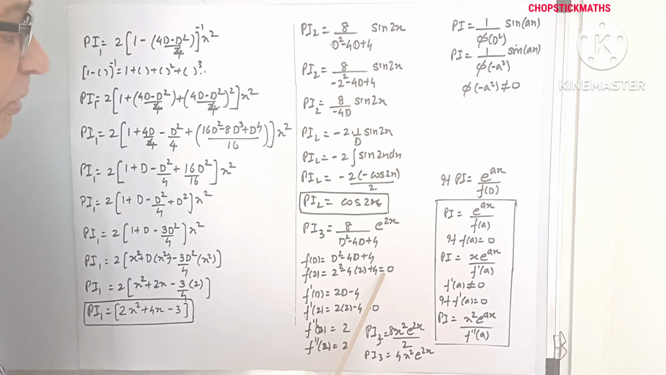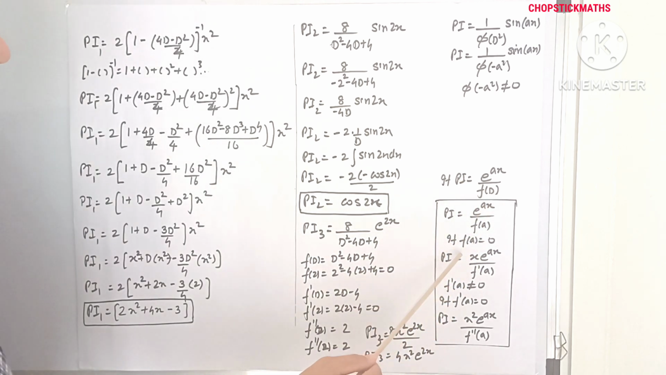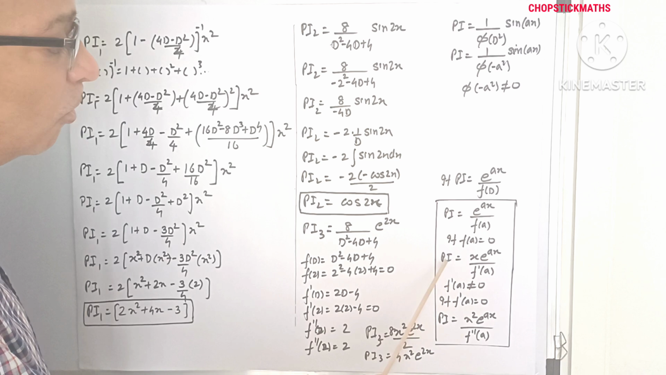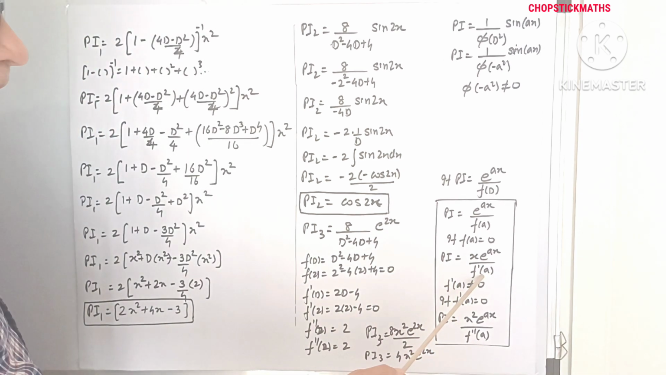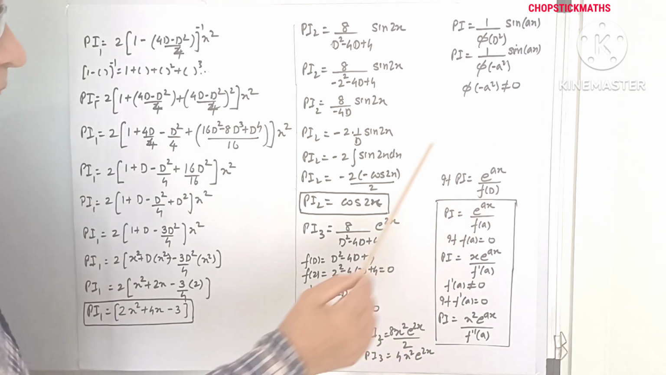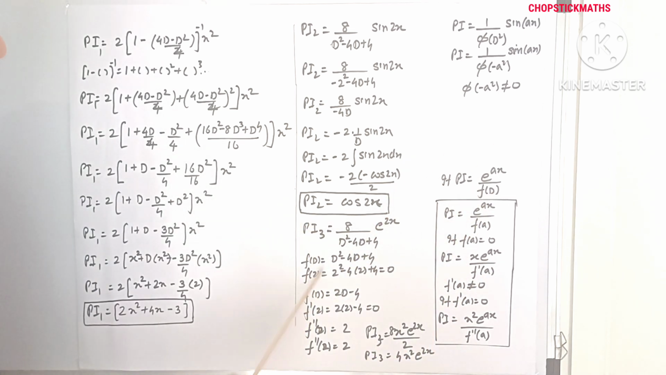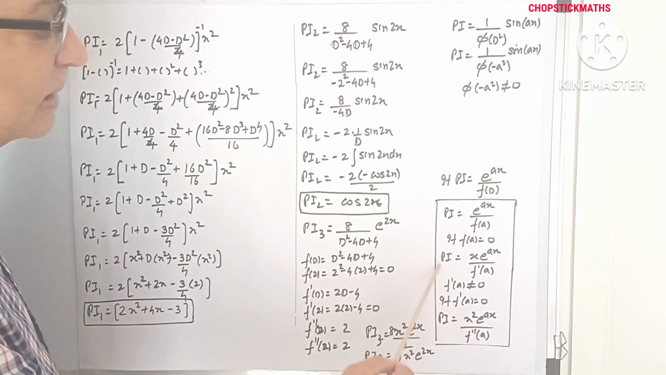Now f of 2 is equal to 0. So we can't use this property. We'll go to the next property. That is, if f of a is 0, then PI will be equal to x into e raised to ax upon f prime of a. That is, we'll have to find the derivative of f of d. Therefore, f prime of d is equal to derivative of d square is 2d, derivative of minus 4d is minus 4, and derivative of 4 is 0. So f prime d is 2d minus 4. Now we'll have to substitute d as 2. So f prime 2 is 2 into 2 minus 4. Now that is again equal to 0. So we can't use this property as well.